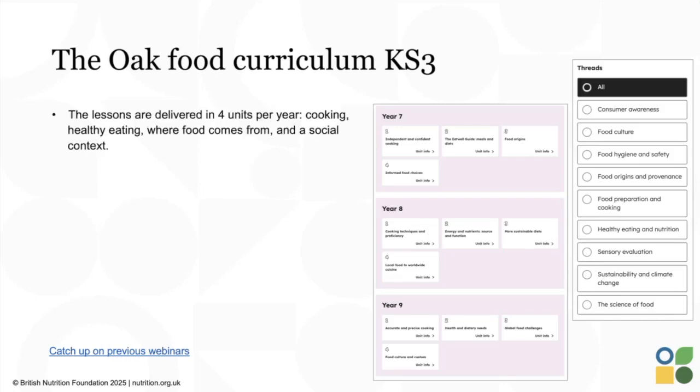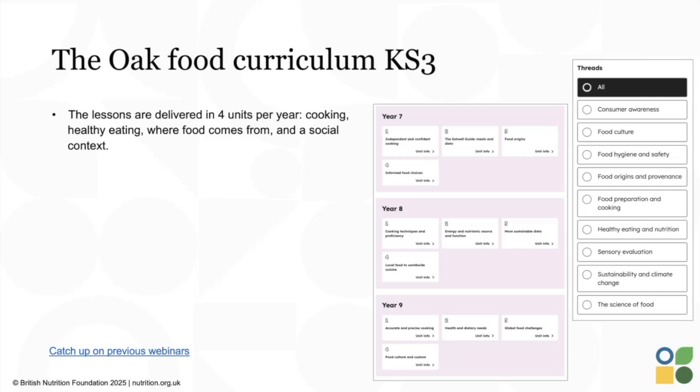So the key curriculum is structured like this. So there are units that are within each year. There are 4 units per year, and in a unit there are lessons around cooking, healthy eating, where food comes from, but also there's a social context as well, really trying to bring everything together. And you can just see here on the right hand side where it says year 7, 8 and 9, you can see the 4 units per year, and you can see always unit 1 is the cooking. So in year 7 it says independent and confident cooking, whereas year 8 unit 1 rather is around cooking techniques and proficiency, and year 9 unit 1 is around accurate and precise cooking.